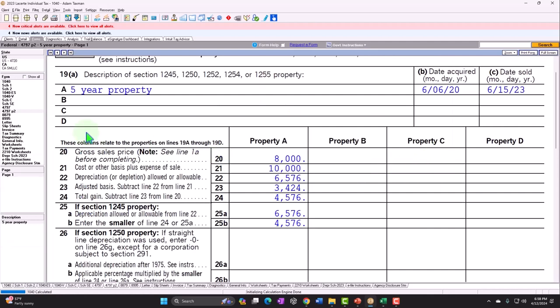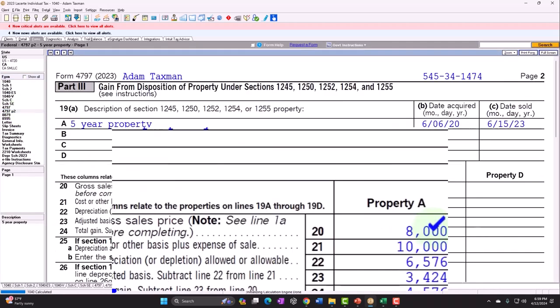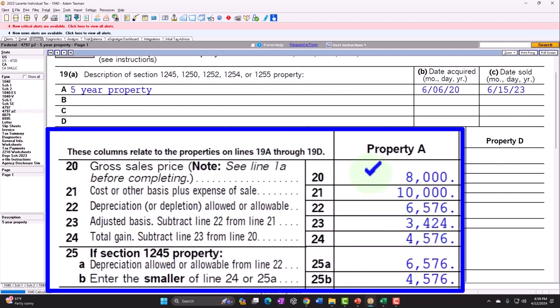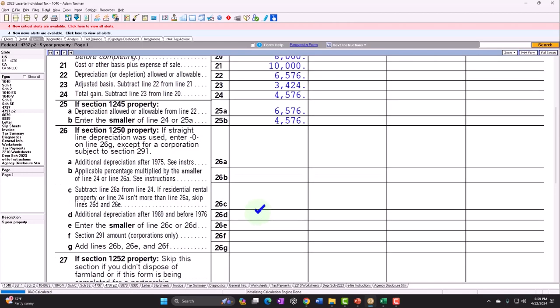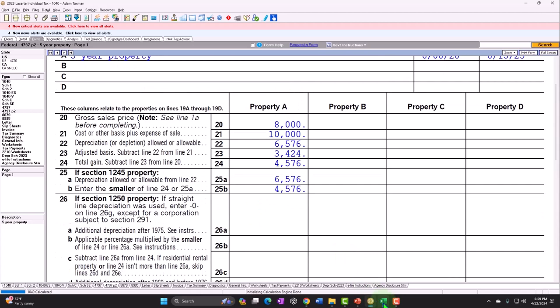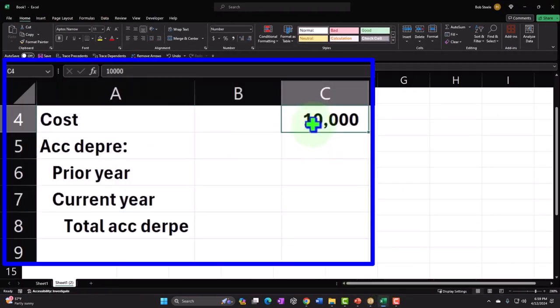For now, we want to go to this Schedule 4797. And so if I go to page 2, we have basically our calculation. So we've got the gross profit, the cost or other basis, and then the depreciation. Here's the adjusted basis and the total gain. And then we have the allocation, section 1245 gain and so on. So let me try to just give a little bit of a summary on this. So let's say we bought it for $10,000.